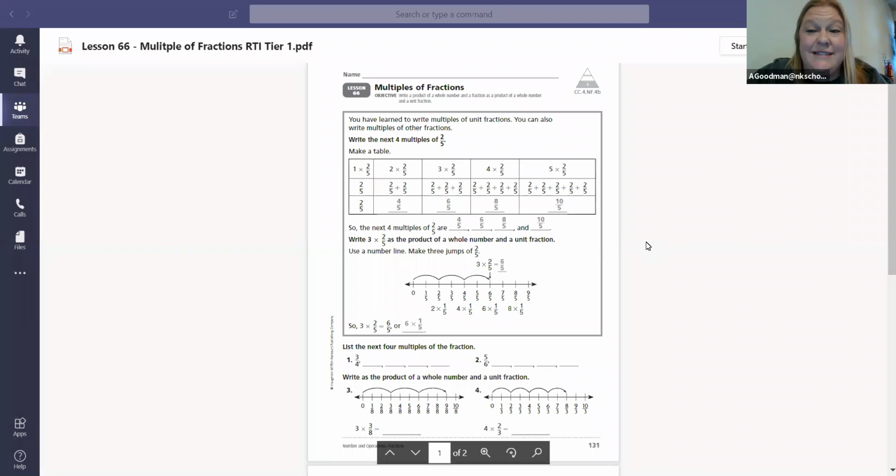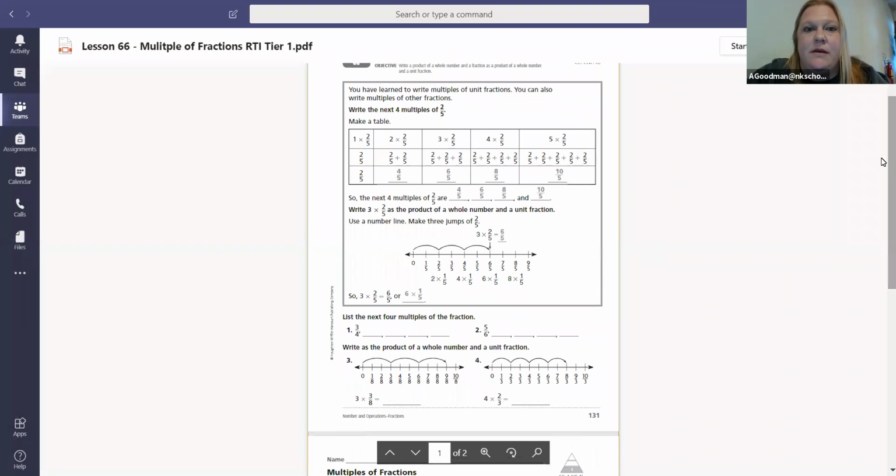All right, we are in lesson 66 now, multiples of fractions. Last time we were talking about multiples of unit fractions. So we are just stepping it up one little bit to do just any fraction, multiples of any fraction. When we are talking about multiples, we're talking about multiplying, right? So let's look at the chart they have here for us.